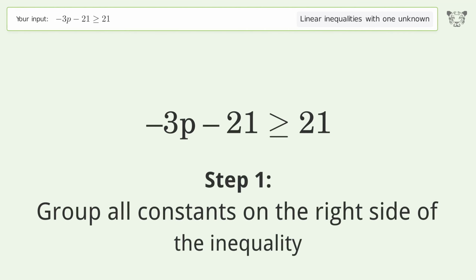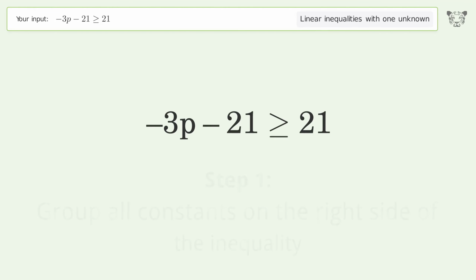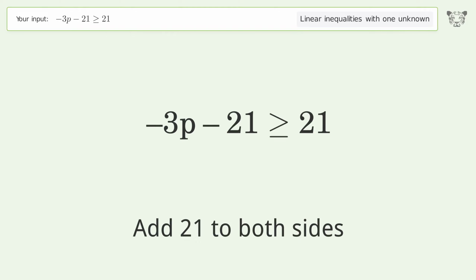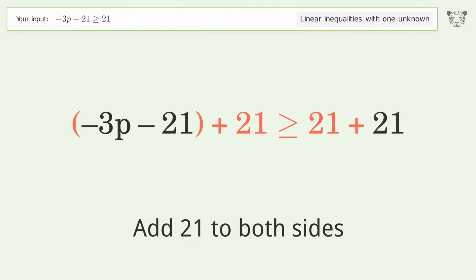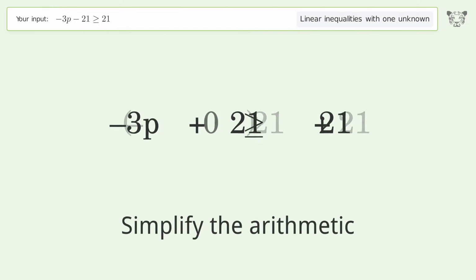Group all constants on the right side of the inequality. Add 21 to both sides. Simplify the arithmetic.